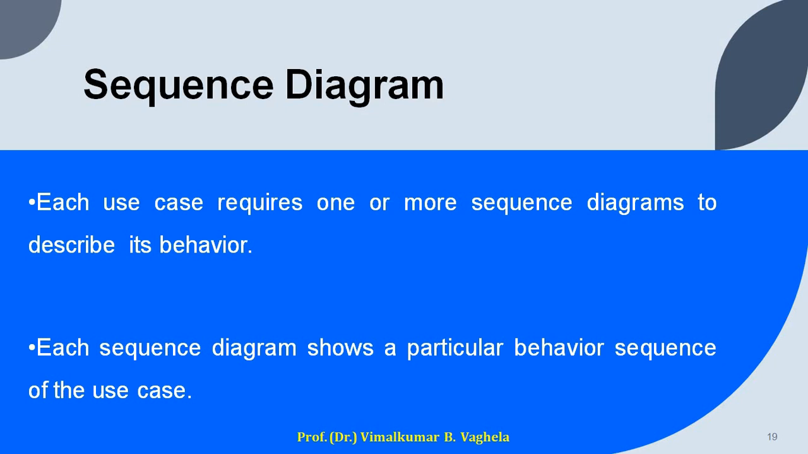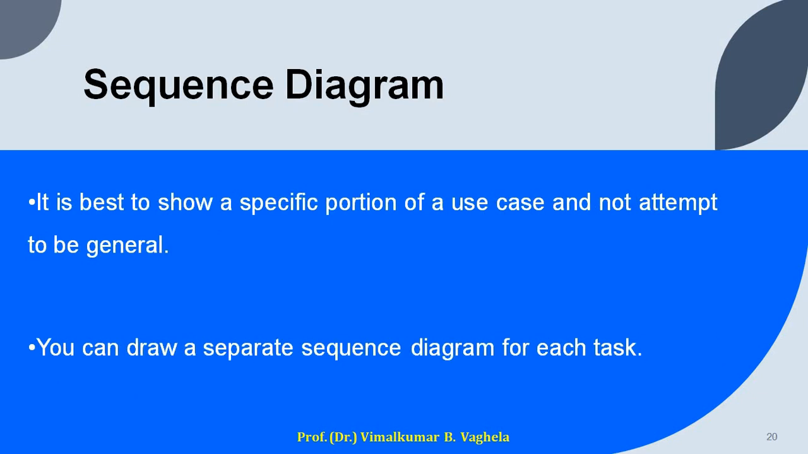Once you have drawn a use case diagram, out of that use case diagram we pick some of the tasks, and those tasks are elaborated using the sequence diagram. It is best to show a specific portion of the use case, not to attempt to be general. You can draw a separate sequence diagram for each task.